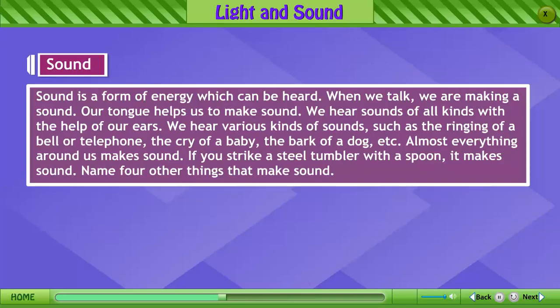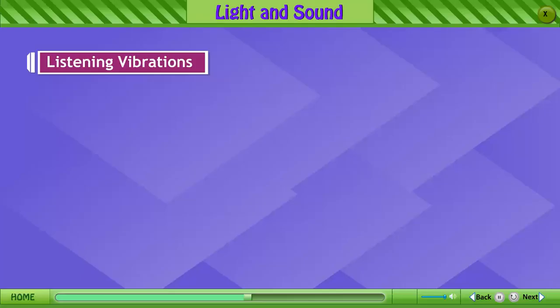Sound. Sound is a form of energy which can be heard when we talk. We use our tongue to help us make sound. We hear sounds of all kinds with the help of our ears. We hear various kinds of sounds such as the ringing of a bell or telephone, the cry of a baby, the bark of a dog, etc. Almost everything around us makes sound. If you strike a steel tumbler with a spoon, it makes sound.